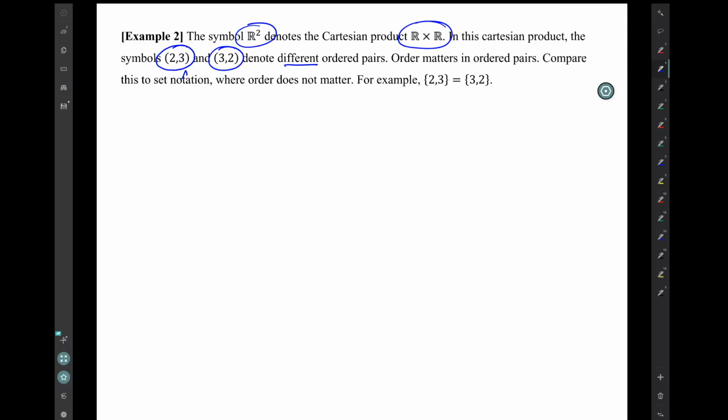Now compare that to the situation with sets. In set notation, order does not matter. So for instance, the set curly bracket 2, 3 is equal to the set curly bracket 3, 2. So order matters in ordered pairs and in the Cartesian product. Order does not matter when you're talking about sets.